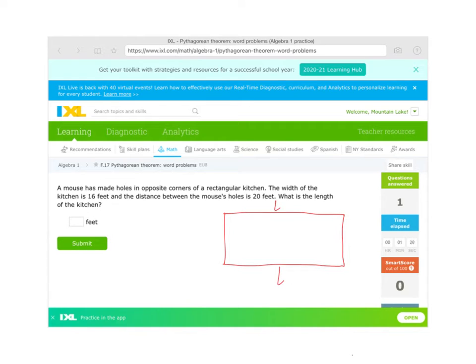And we know that the width of the kitchen is 16 feet. So let's put that over here. Then they're saying that a mouse made holes in opposite corners. So let's say we can take any one of the points. So let's say the mouse has a hole over here and then another hole over here, right? And then they're saying that the distance between the mouse's holes is 20 feet. So let's put that over here.